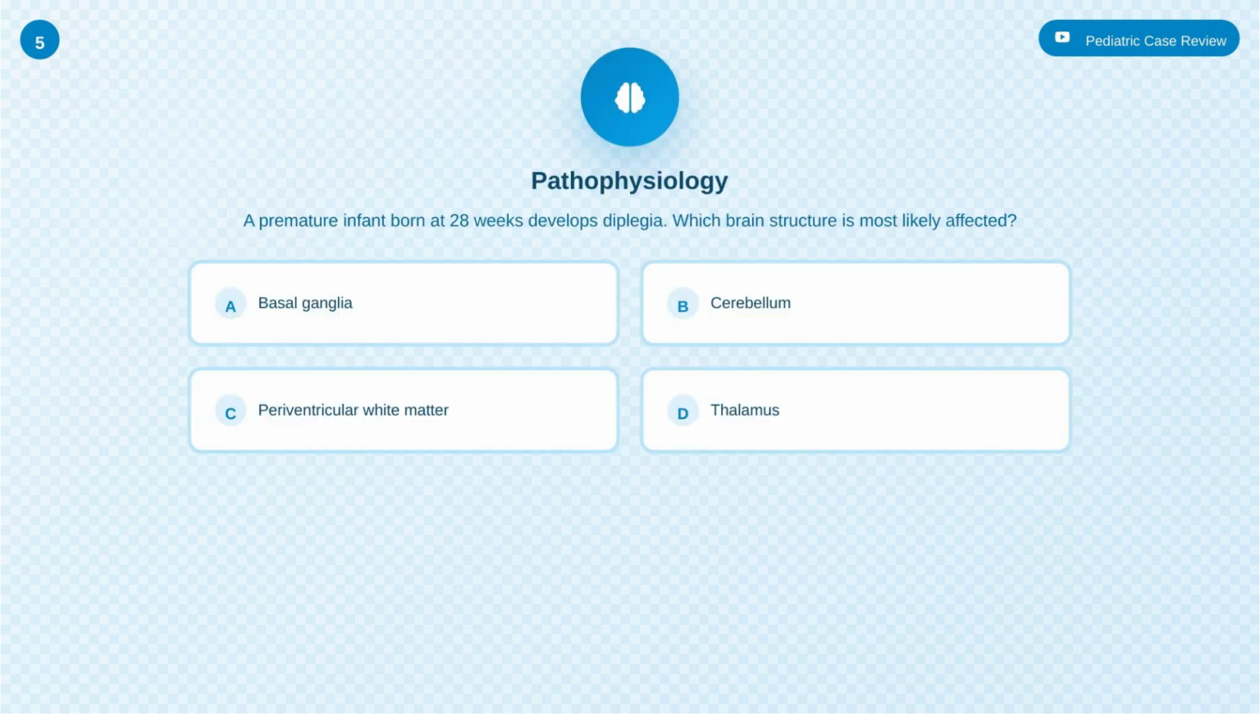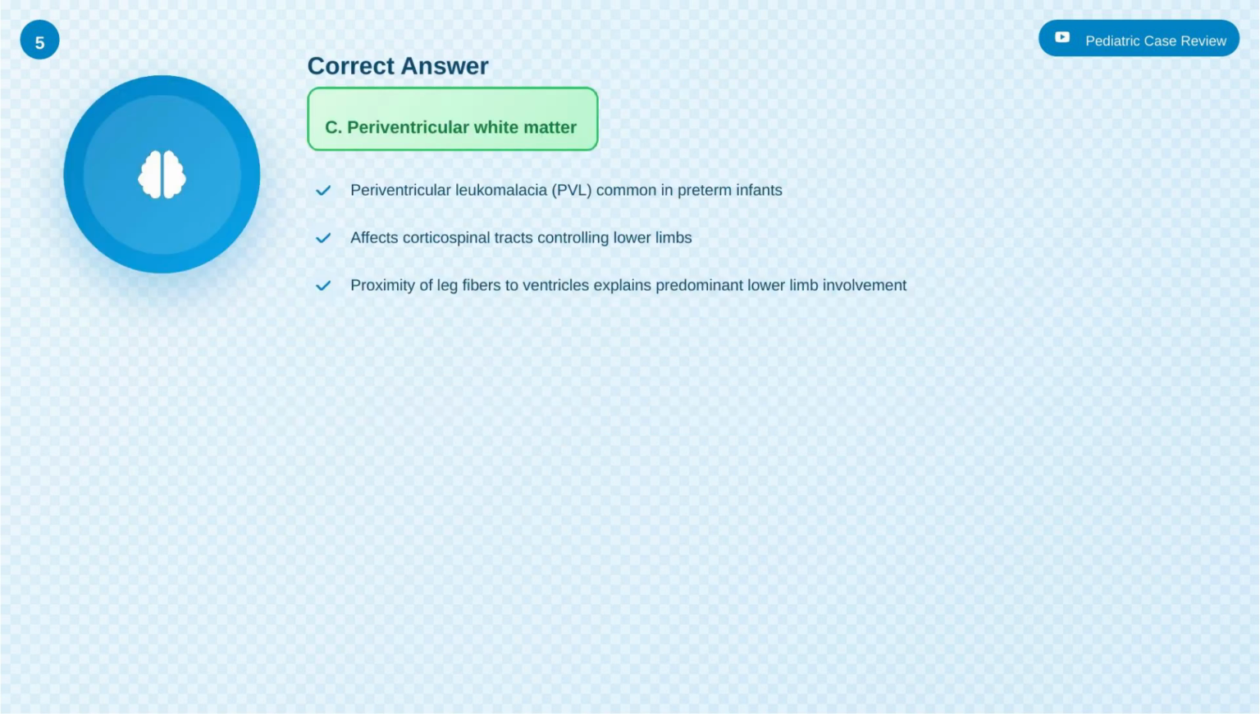A premature infant born at 28 weeks develops diplegia. Which brain structure is most likely affected? A. Basal ganglia. B. Cerebellum. C. Periventricular white matter. D. Thalamus. The correct answer is C.